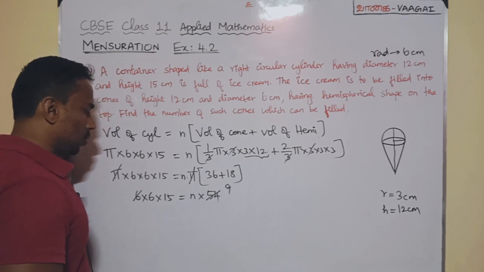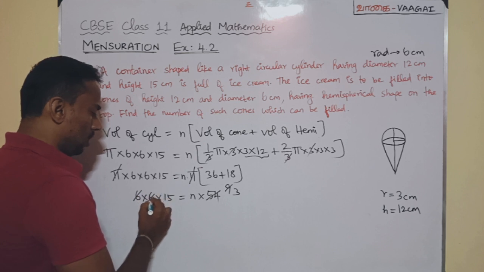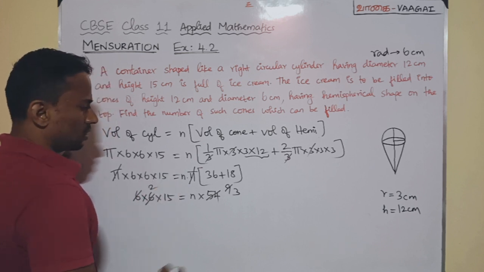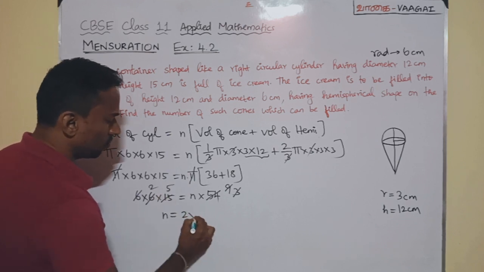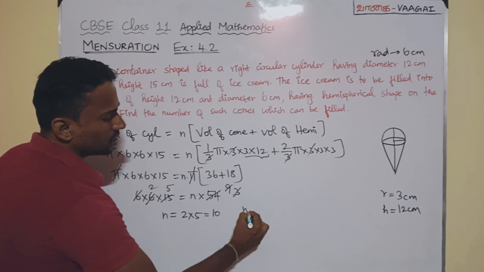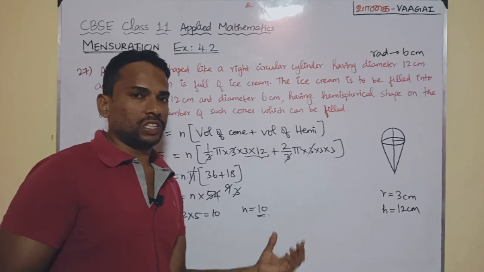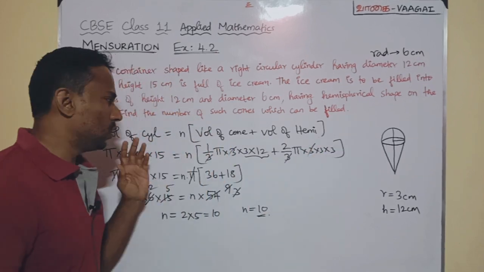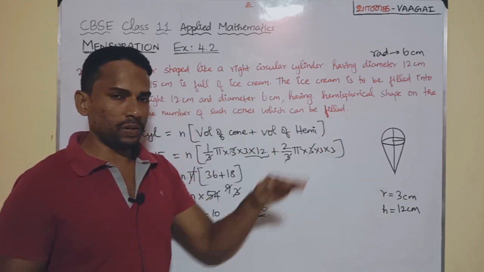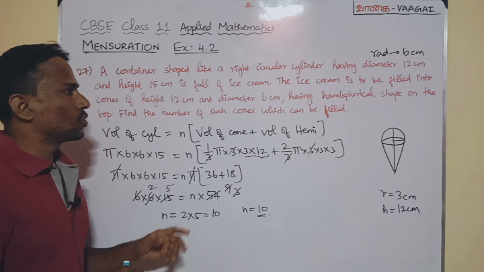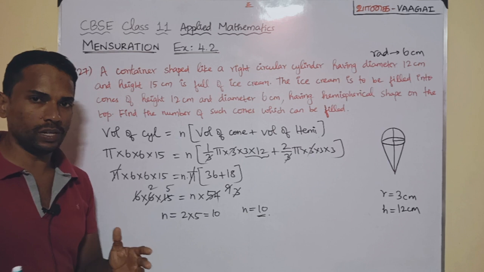And what next I can also do is cut this 9 with the 6 in the 3 table, 3 times. This 9 and 6 in the 3 table is 2 times. And once again I can cut this 3 and 15 for 5 times. So I will have n is equal to just 2 into 5, which will be 10. So n is equal to 10 is going to be the answer. So we can form 10 such ice creams when we transfer the content from the cylinder to these cones along with the hemisphere. So how many such cones are formed? 10 such cones are formed. So 10 is going to be the answer for your question number 27.